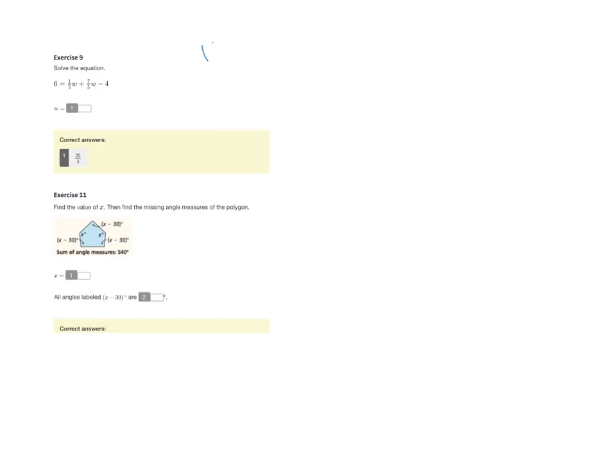I got x minus 30. The first part, x minus 30 plus x minus 30 plus x minus 30 plus x. Now we add all those things together and we're going to set it equal to 540. So the first thing is, how many x's do we have? So I've got 1, 2, 3, 4, 5. So I got 5x.